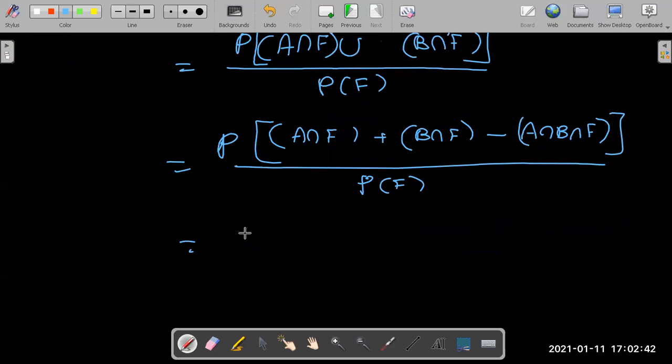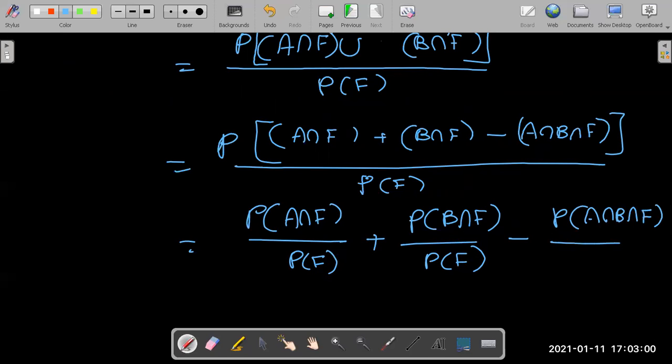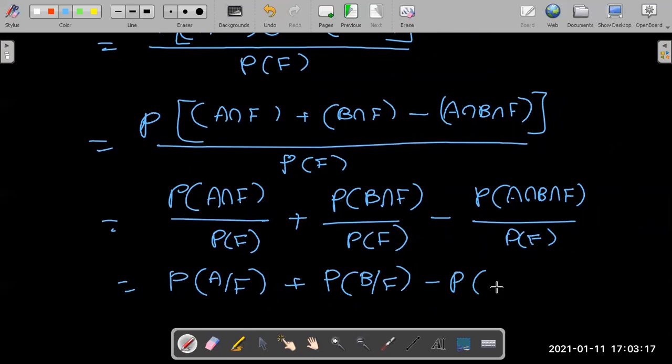Now divide each one, and you will get the probability of A intersection F divided by the probability of F, plus the probability of B intersection F divided by the probability of F, minus the probability of A intersection B intersection F divided by the probability of F. The first part is nothing but the probability of A given F. The second part is the probability of B given F. The last one is minus the probability of A intersection B given F. So that's how the proof is done.